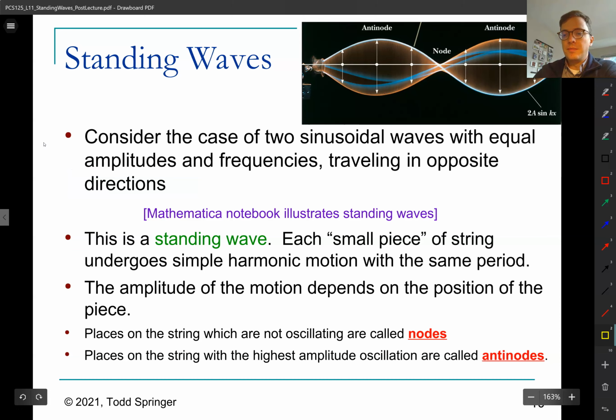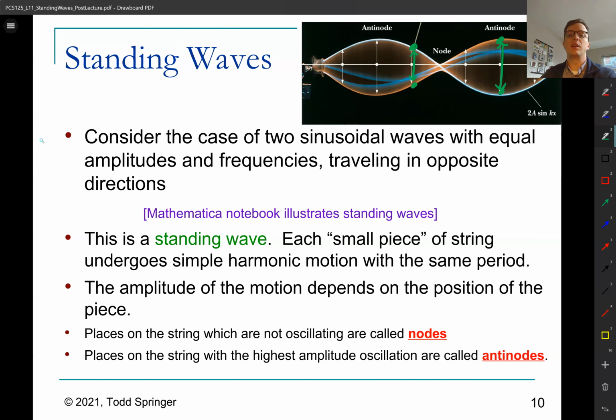If I look at a little piece of the standing wave, like this little piece of string, what's it going to do? It's going to oscillate up and down in simple harmonic motion. And this piece of string is also going to oscillate up and down in simple harmonic motion. So just like before, each piece of string oscillates up and down in simple harmonic motion. But unlike before, the amplitude depends on where you are. Remember, when I had the traveling wave, all of the little beads on the string had the same amplitude.